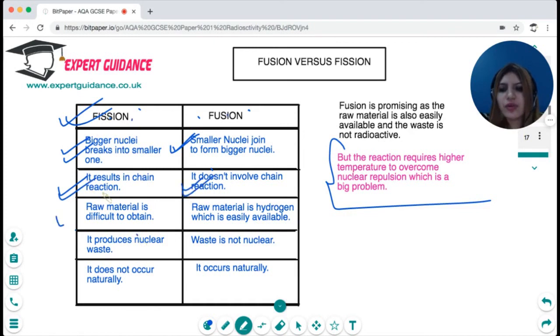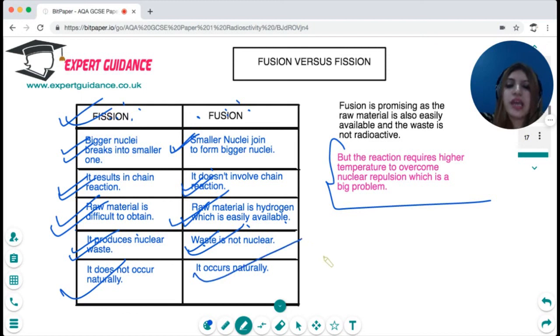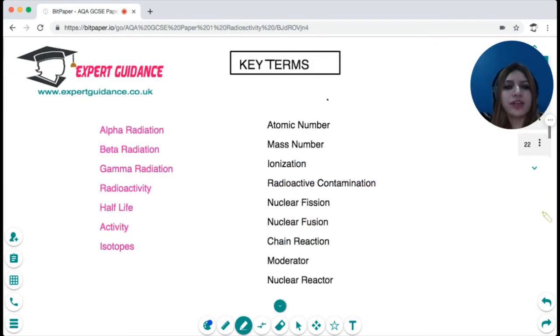In fission, raw materials are difficult to obtain. In fusion, raw material like hydrogen is easily available. Fission produces nuclear waste. In fusion, the waste is not nuclear. Fission does not occur naturally, and fusion occurs naturally. So you should be able to comment on the efficiency of fission and fusion and how they work in the exam. Okay, so I hope this unit is clear to you.